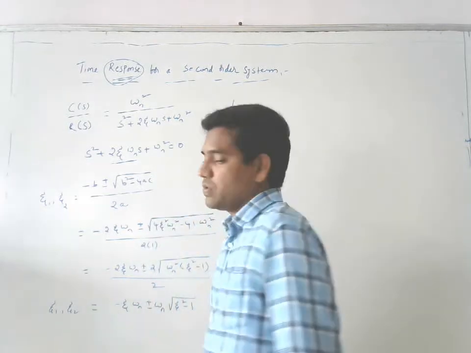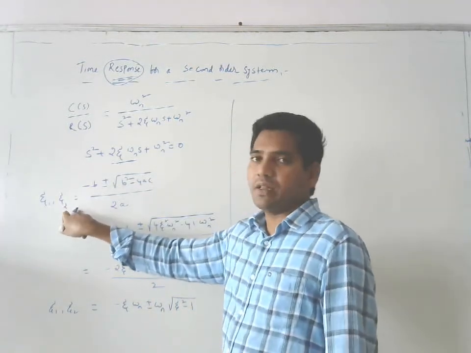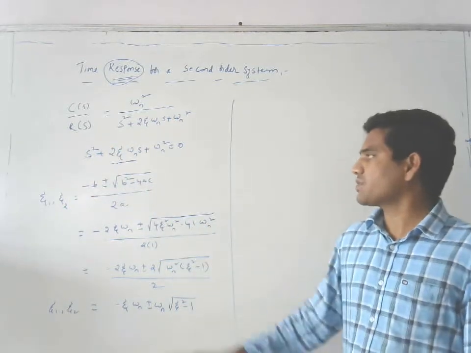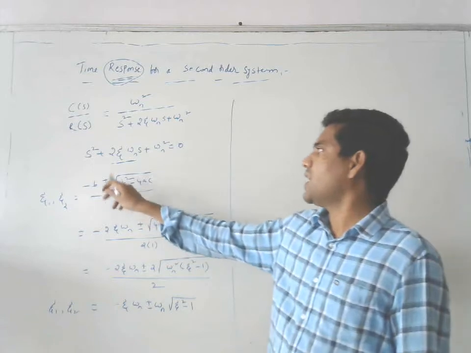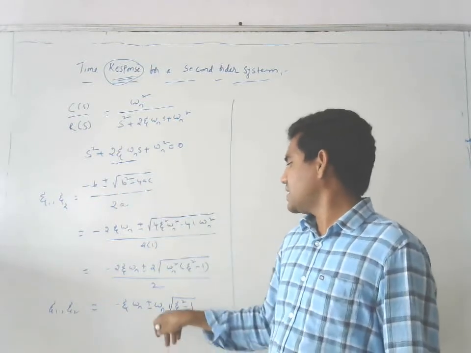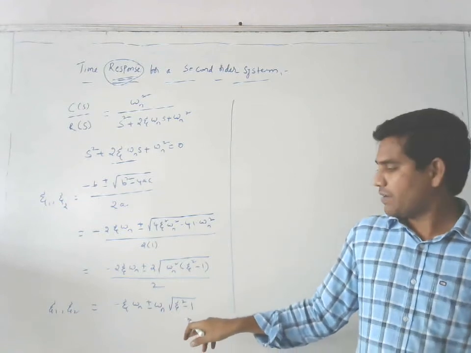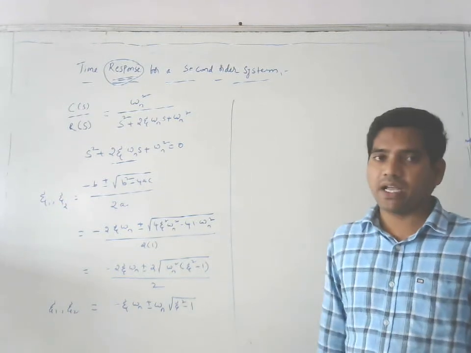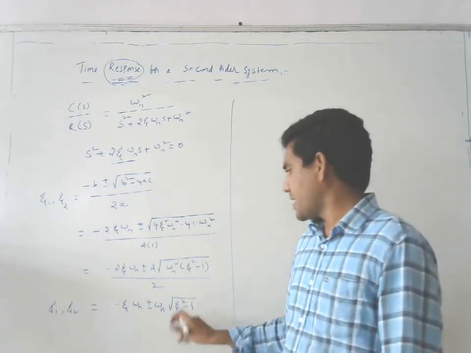We are having two roots. I am just substituting the b value, a value and c value in minus b plus or minus square root of b square minus 4ac by 2a. Finally, after simplifying, we get minus zeta omega n plus or minus omega n into square root of zeta square minus 1.